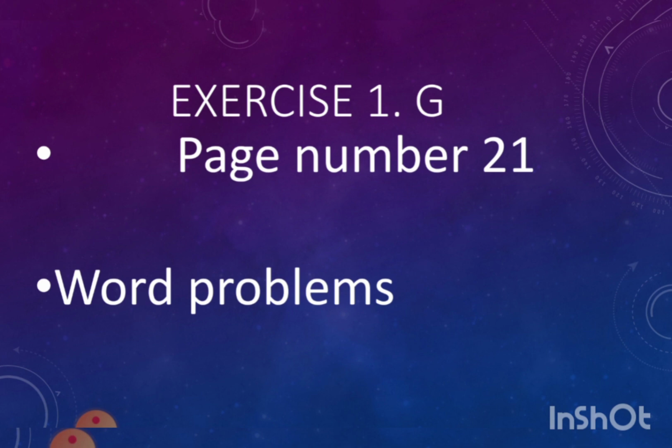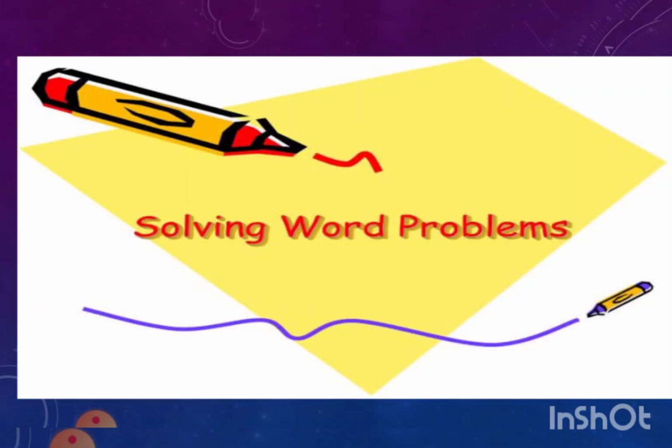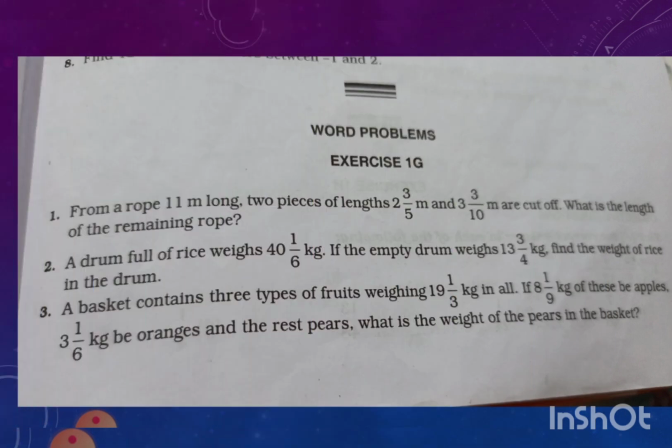Exercise 1G, page number 21. In exercise 1G, word problems are given. Question first. From a rope 11 meters long, two pieces of lengths 2 whole 3 by 5 meter and 3 whole 3 by 10 meter are cut off. What is the length of the remaining rope? Let's see how we solve.